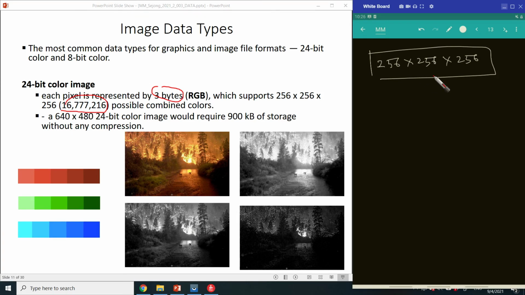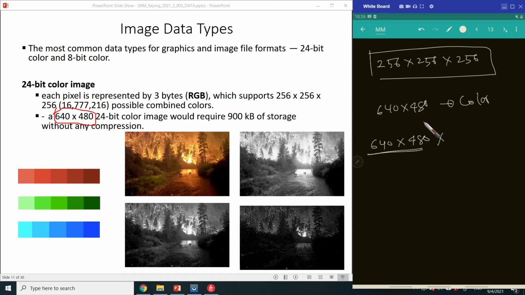Okay, now let's go back to our image size calculations. Let's say we have an image of size 640 by 480, and this time let's say this is a color image. Can we calculate how much storage we require in the computer if we would like to store this color image? So definitely 640 multiplied by 480. Now you see this is the number of pixels, right?